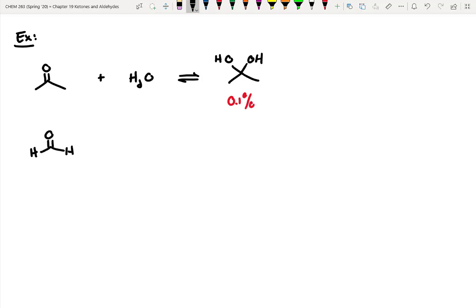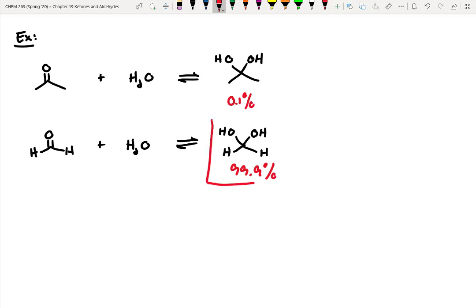Well, if you have formaldehyde and water, you can again mix this together and investigate the amount of hydrate that's formed at equilibrium. And for formaldehyde, which we would expect to be more electrophilic, you get about 99.9%. In fact, when you order formaldehyde, normally what you're getting in the bottle is the hydrate, not formaldehyde by itself. Sometimes you might get paraformaldehyde, but that's something else. So as you can see, aldehydes are way more electrophilic than ketones, like we said before, but let's investigate this mechanism more.